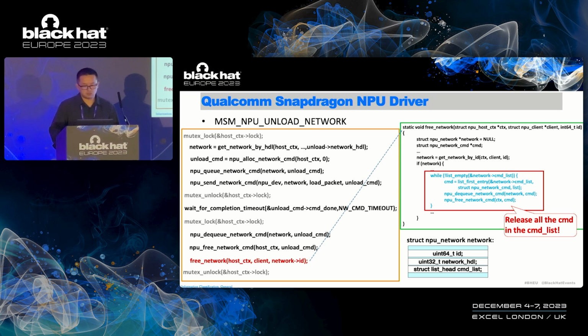In addition to the releasing of the unload command object, there is another important operation for MPU unload network, which is free network. In free network, all the MPU network command objects in the command list will be dequeued and released. We need to note this because it's the key point for us to understand the vulnerability later.